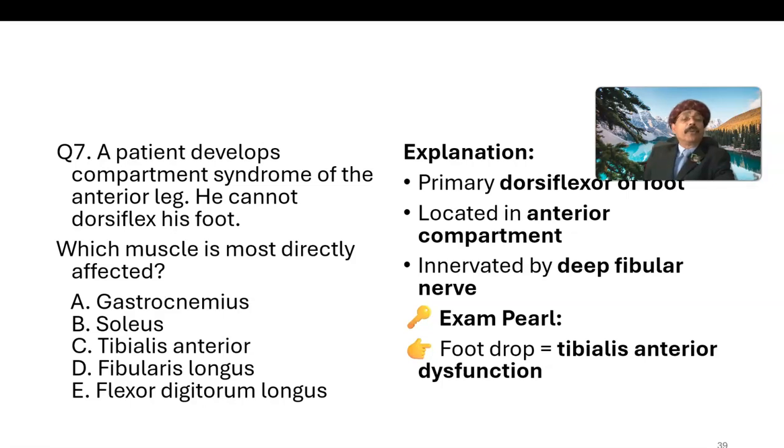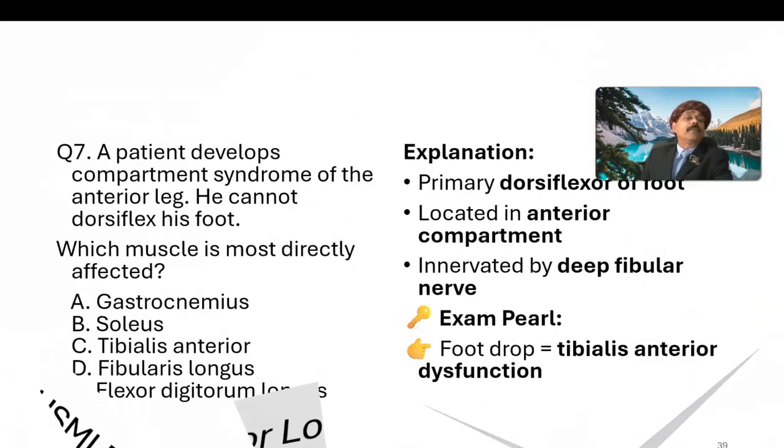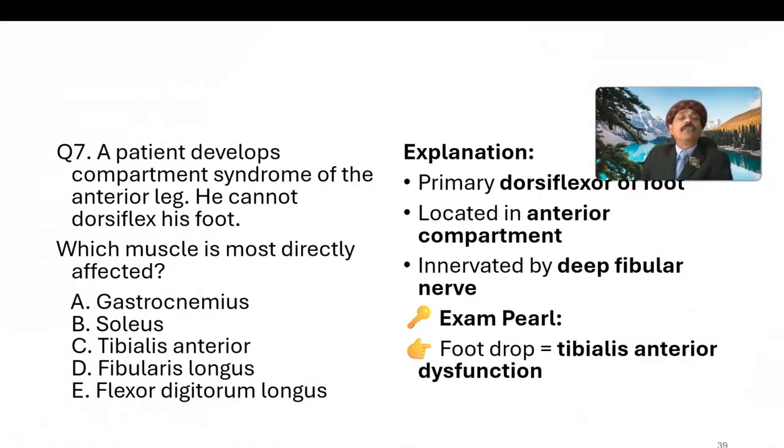Okay. Question number 7. A patient develops compartment syndrome of the anterior leg. He cannot dorsiflex his foot. Which muscle is most likely affected? Most likely affected in shin or anterior compartment syndrome is the tibialis anterior. It is the primary dorsiflexor of the foot, located in the anterior compartment, innervated by the deep fibular nerve. Example: foot drop, that means tibialis anterior dysfunction.